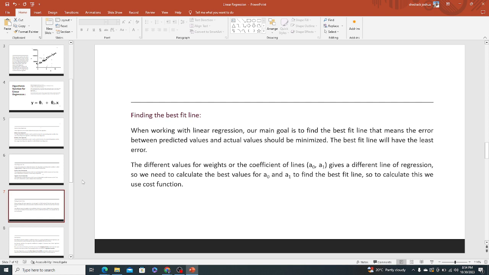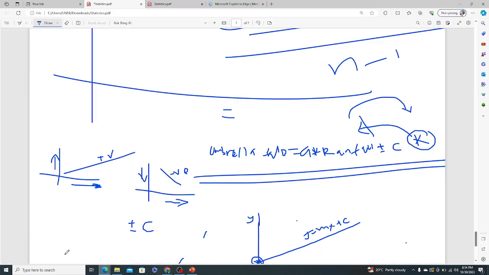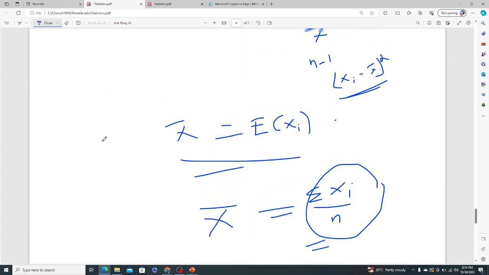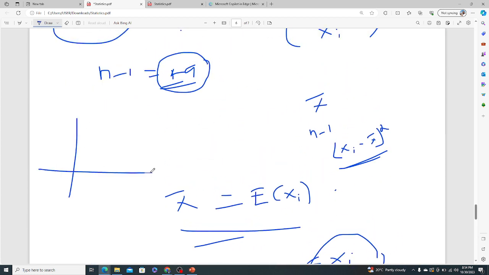So now, finding the best fit line. How can we get the best fit line? When we are talking about the best fit line, we are talking about a regression line which will fit more than 90% of our data set, that is, of our data points. Let's assume we have these data points which I've plotted.